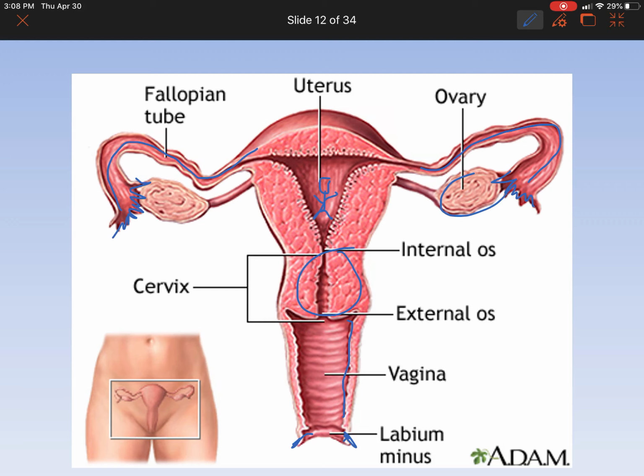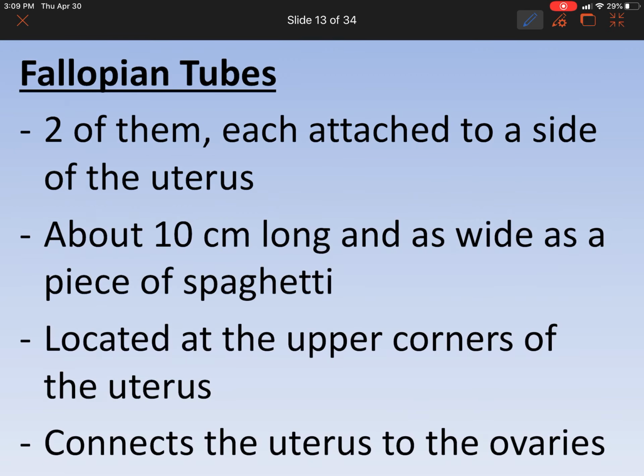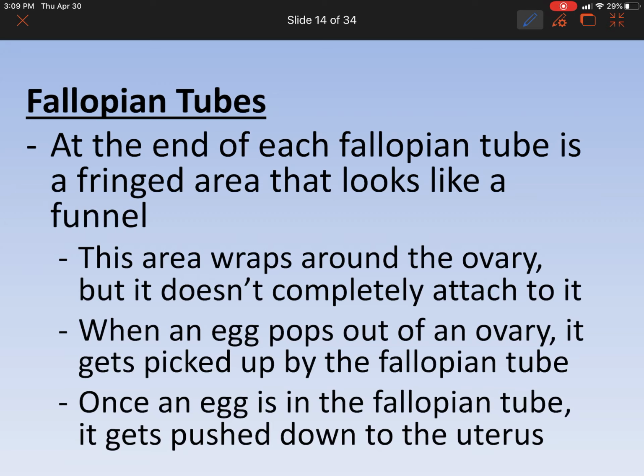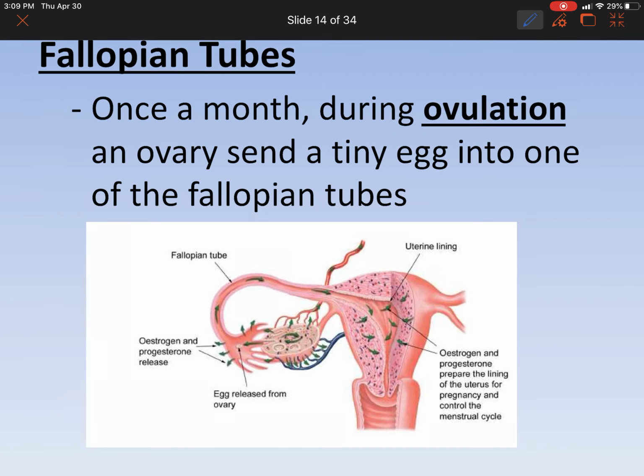And so what happens, the ovaries are here. The ovaries are where the eggs are produced. So say we have an egg that's going to be released. It gets in there, and then these wavy little fingers sort of grab it, and the egg travels through the fallopian tube. Now, at the end of each fallopian tube is the fringed area that looks like a funnel. This area wraps around the ovary, so it doesn't completely attach to it, like I said. When an egg pops out of the ovary, it gets picked up by the fallopian tube. Once the egg is in the fallopian tube, it gets pushed down to the uterus.